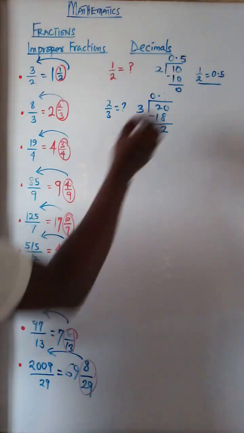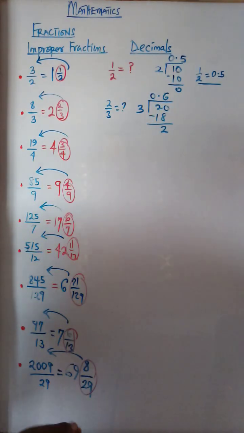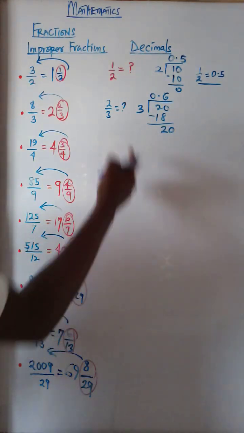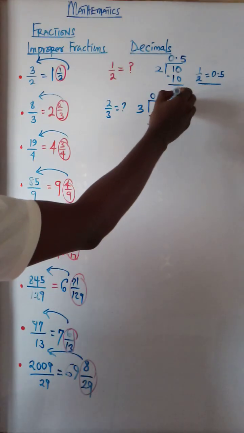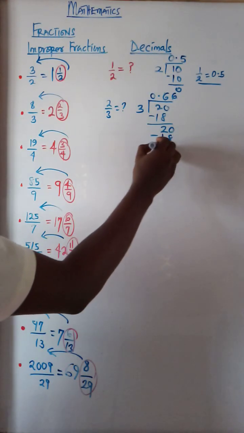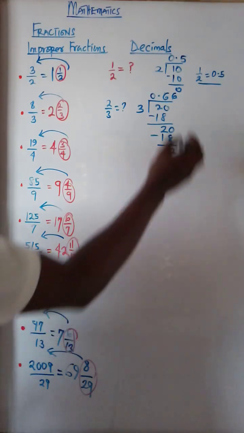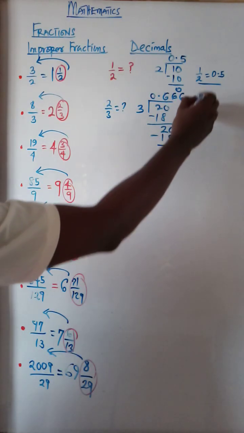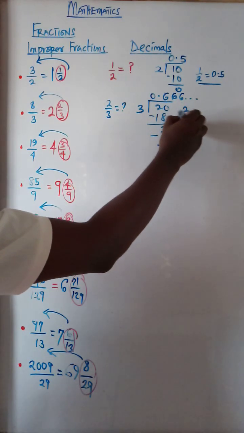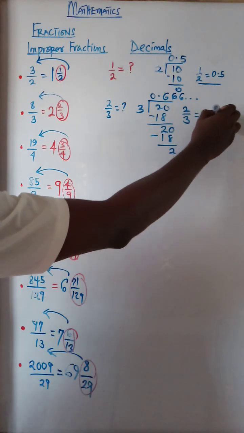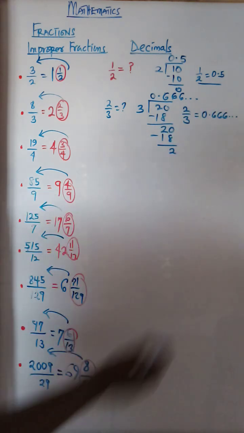We'll be having 6, 6, 6. Let's try to do a couple. So let's put 0 here again. 3 in 20, 6. 6 times 3 is 18. Subtract, it gets 2 again. So if you keep going like that, you'll be having 2, 2, 2, 2, 2. And this will keep giving us 6, 6, 6 like that. So it means 2 over 3 is what? 0.6666. It has no end.